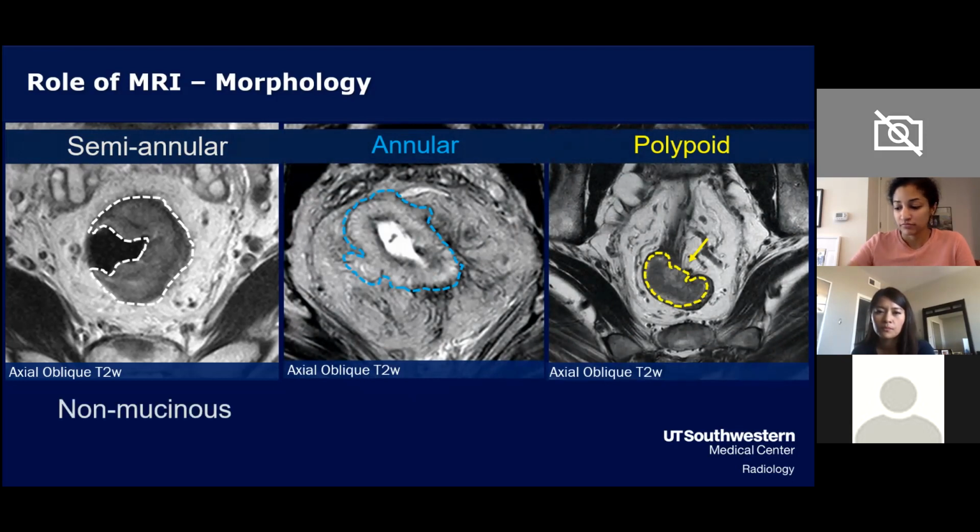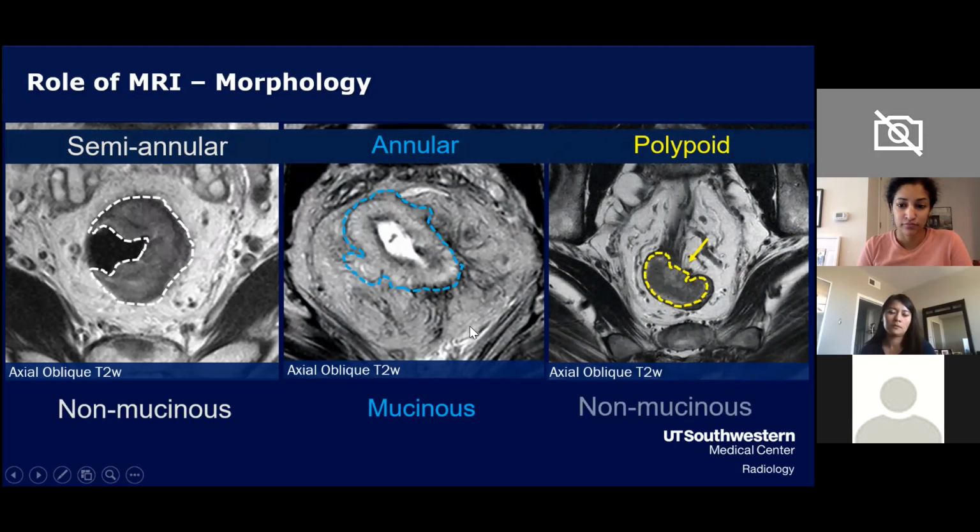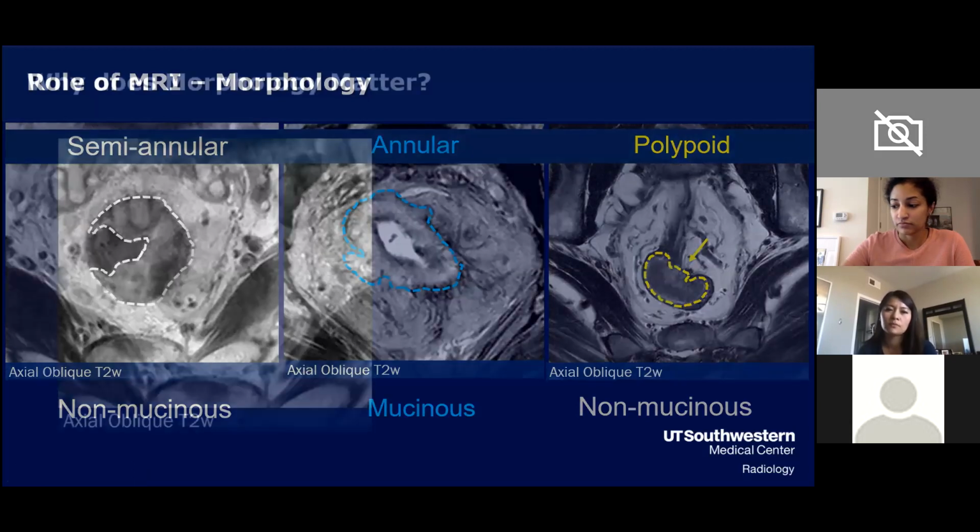In addition, we can describe if a tumor is non-mucinous, so it's got this intermediate signal intensity on T2, which is typical of a non-mucinous rectal tumor, or mucinous, which is moderately hyperintense on T2 weighted images, such as this middle tumor here. So the one in the middle is mucinous, the ones on the ends are non-mucinous. And this is important because mucinous tumor generally has a much poorer prognosis than non-mucinous tumors.